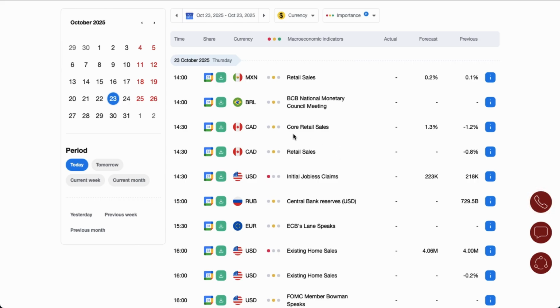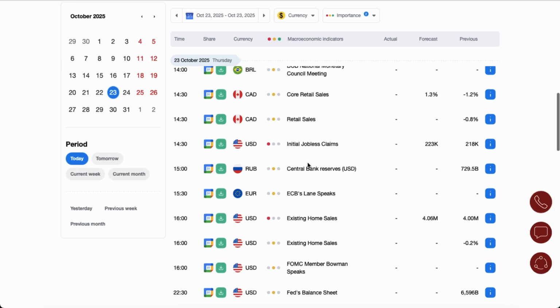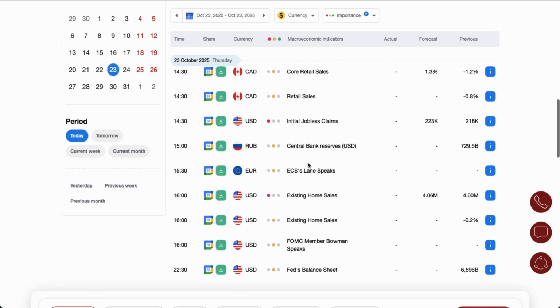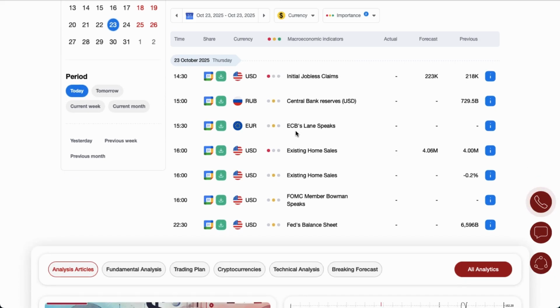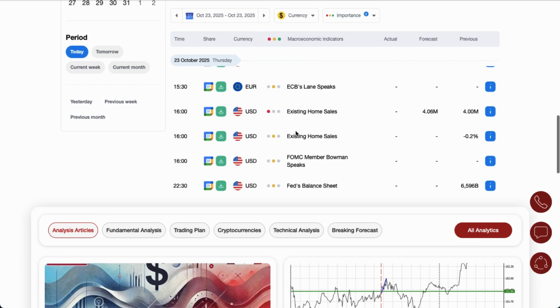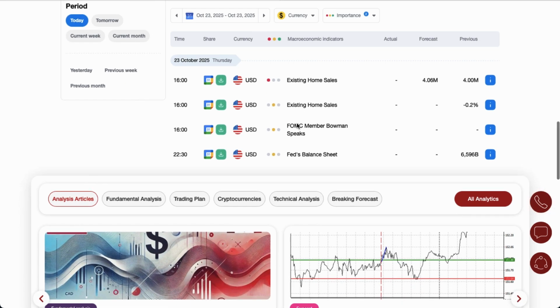We enter the US session. We got data from Canada, core retail sales and the retail sales scheduled for release at 2:30. At the same time we got the major event of the day. Initial jobless claims from the US. ECB Lane will give a speech at 3:30. At 4 o'clock we got existing home sales data from the US.